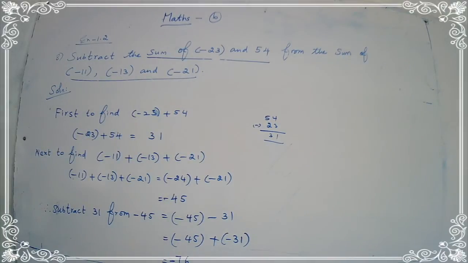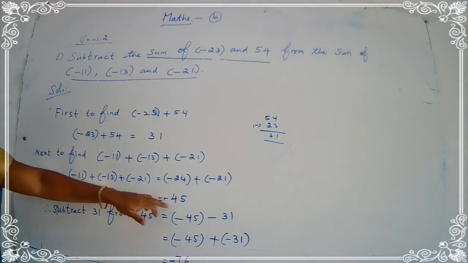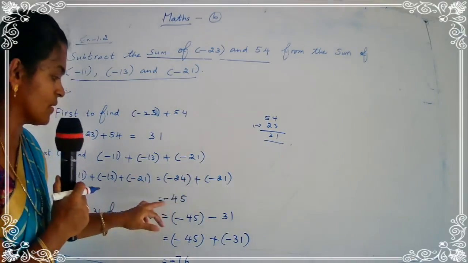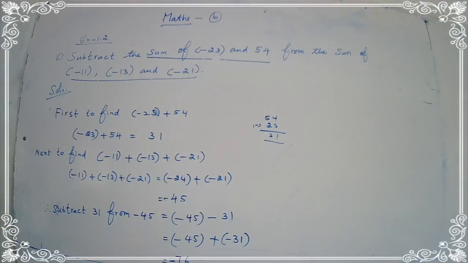Okay children? Yes. Next step, what? Next, find the value of the sum of minus 11, minus 13 and minus 21. So you find minus 11 plus minus 13 plus minus 21. Okay, so now you find the answer. Finally we get, what is the answer? Minus 45. Okay children? Yes.